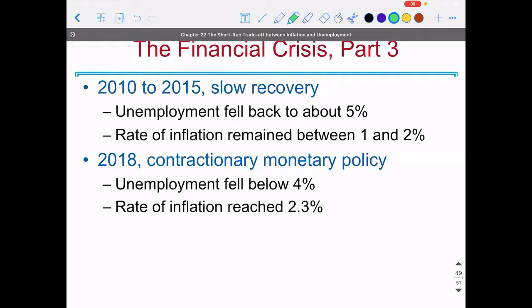Because there wasn't enough stimulus during the 2008-2009 crisis, the recovery was slow. It was a 5-year long recovery that took until 2015 to get the unemployment rate back to the natural rate and keep inflation low. By 2018, under Janet Yellen, you did actually have to start to engage in contractionary monetary policy.